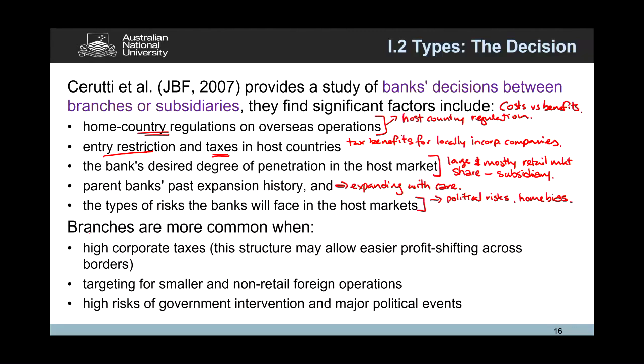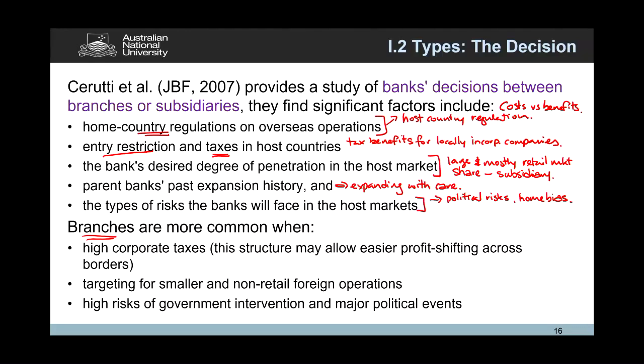Branches are found to be more common when there are high corporate taxes, and that's high corporate taxes back at home, right? Because branches are still legally part of the parent, and so if there is high home tax, then you can shift profits made from one center to loss-making parts of the entity. And on net, that's going to reduce your corporate tax back at home.